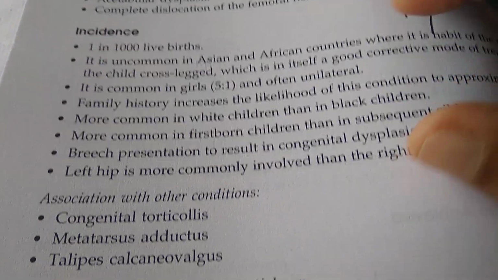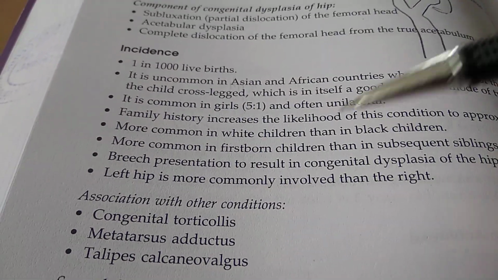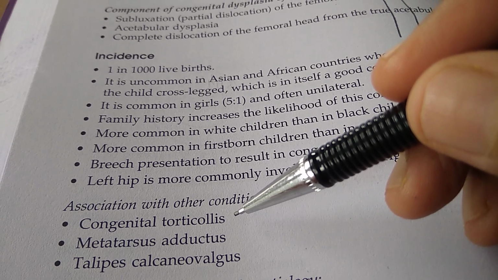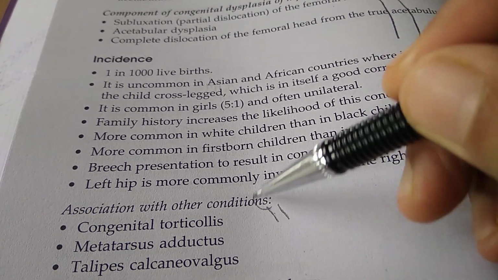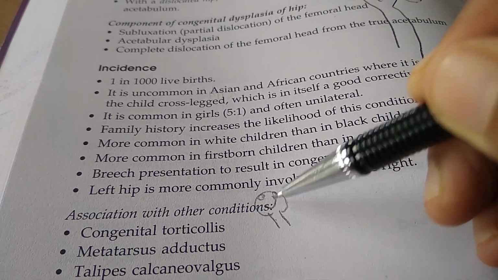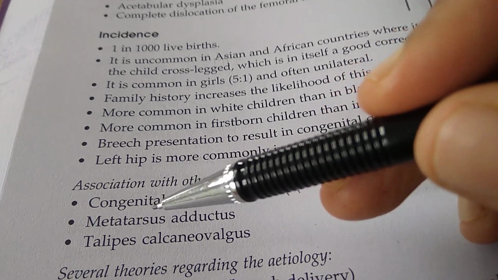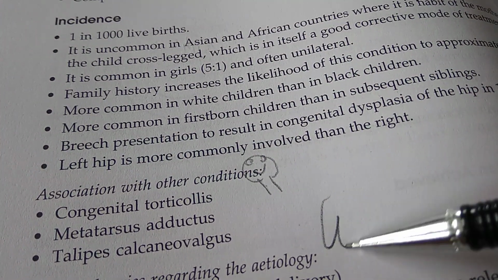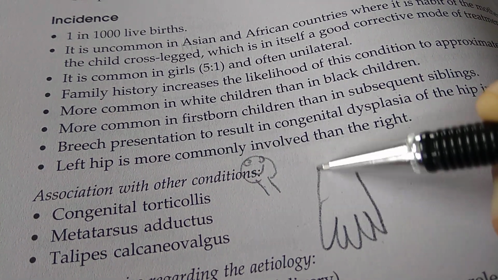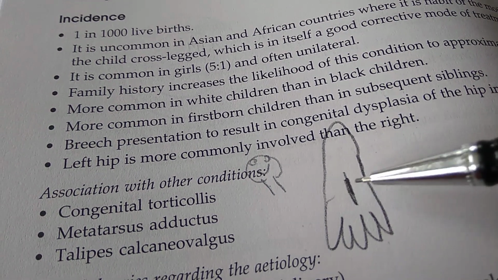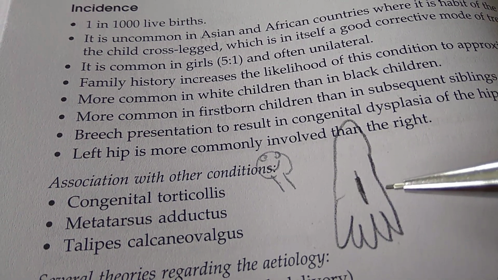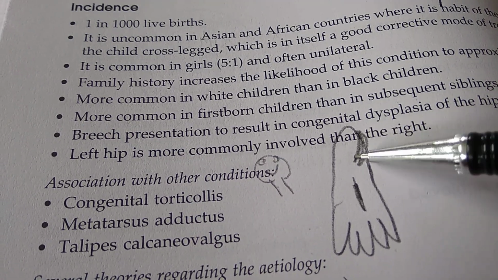So what is the incidence? It can be associated with other conditions like torticollis, that is the neck, isn't it? The neck. Then metatarsus adductus, that means something to do with your foot, right? We're talking about your metatarsus adductus. Talipes calcaneovalgus, again something here with your calcaneum, isn't it?